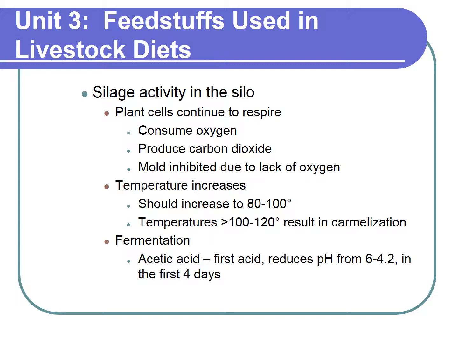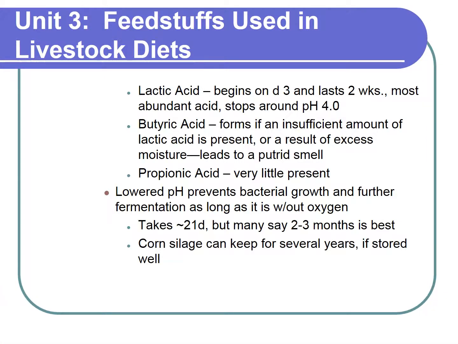In fermentation, acetic acid rises first and drives the pH from a normal of just over 6 to right above 4, and that happens in the first 4 days if you have ensiled your feed properly. That is critical. Making feed fast has become very, very popular, and for a good reason, because that feed lasts as well as possible, ferments, and makes good quality.